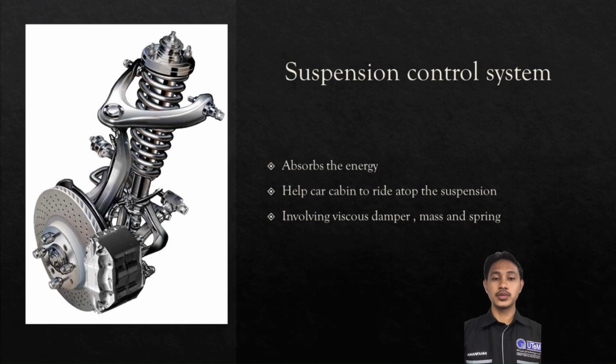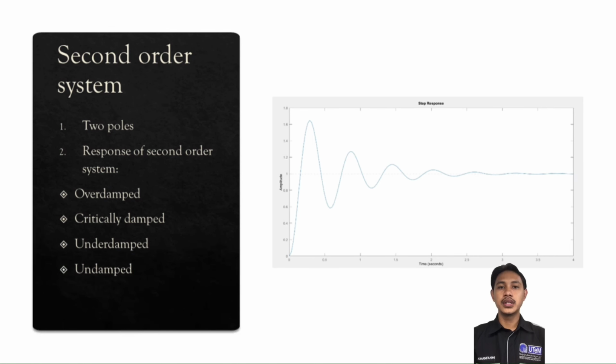Next, car suspension is important to absorb the energy transferred through your car wheels, and then the suspension helps your car cabin ride atop the suspension smoothly. A second order system has 2 poles that, depending on component values, display damped or pure oscillation. The response of a second order system has 4 types: first, overdamped; second, critically damped; third, underdamped; and last, undamped. For this assignment, we get underdamped, so you can refer to the graph given.